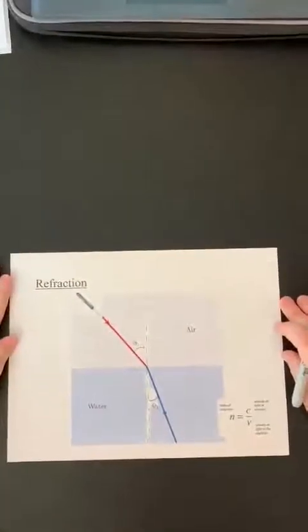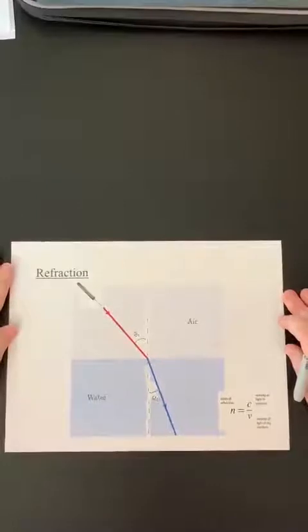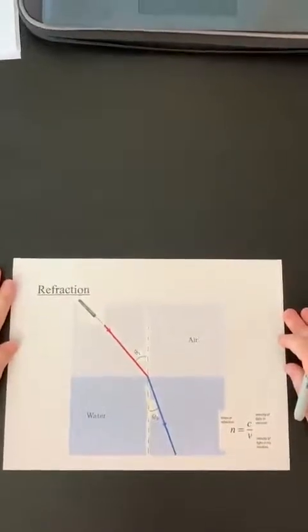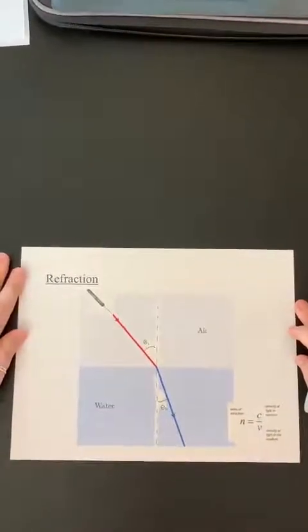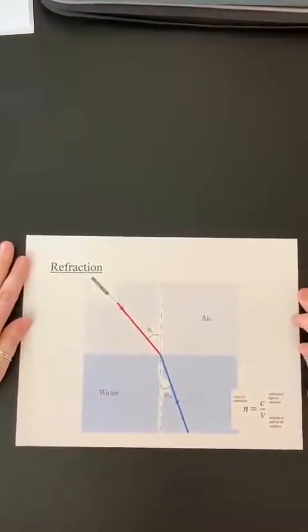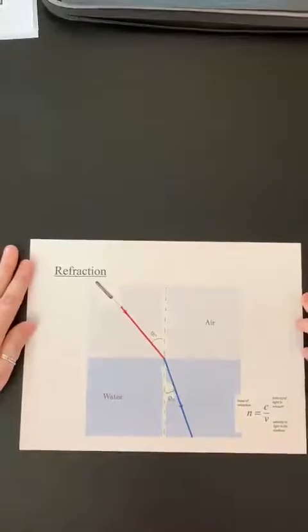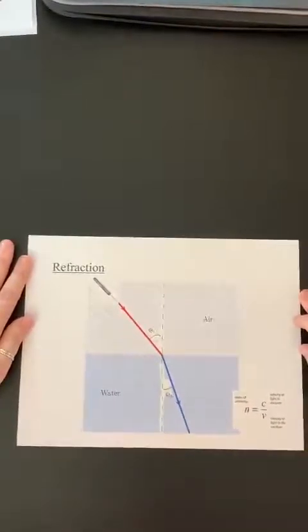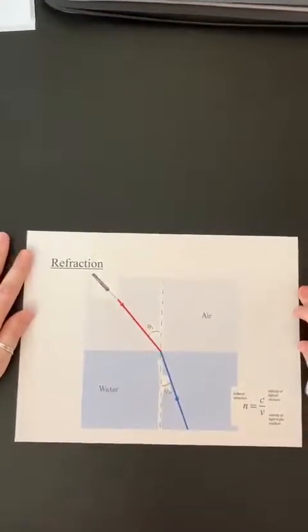Okay, now that we have a basic understanding of reflection, let's learn more about refraction. As stated at the beginning of this video, refraction is light rays being deflected or bent when they pass through mediums of varying densities or indexes of refraction. Let's start by defining some of the characteristics of refraction.